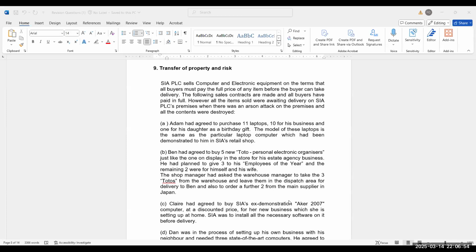The goods are only ascertained once they are identified in accordance with the contract. Notice here that it doesn't appear to be so from the question, but if Ben and SIA's sales representative agree at the time of the contract that there are only 3 remaining in the warehouse and no more, and that Ben will be given those 3 remaining from the warehouse, it will be a contract for specific goods.